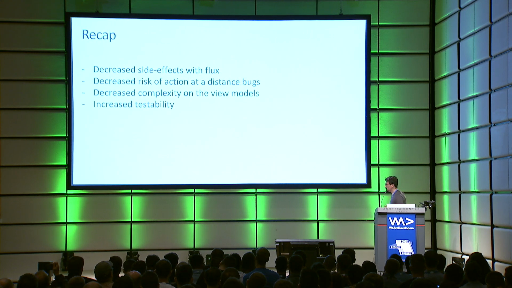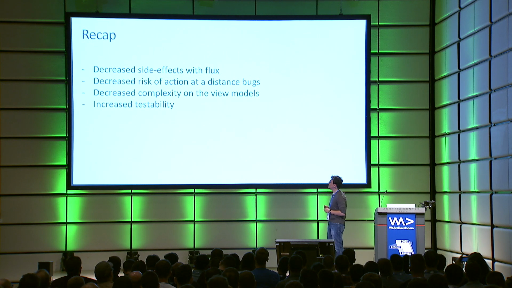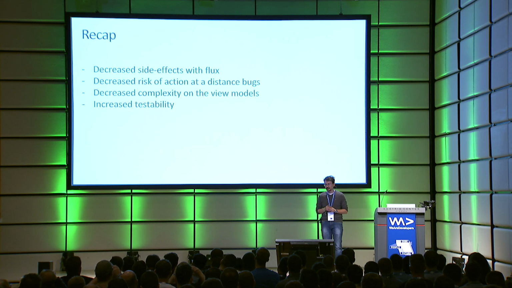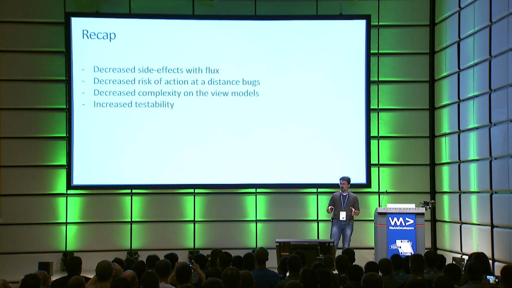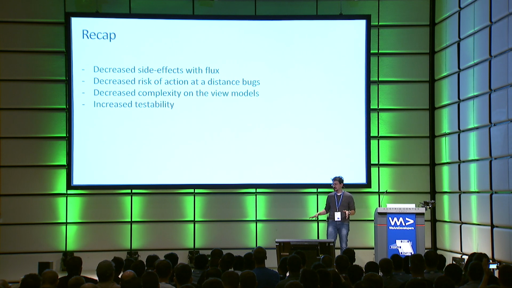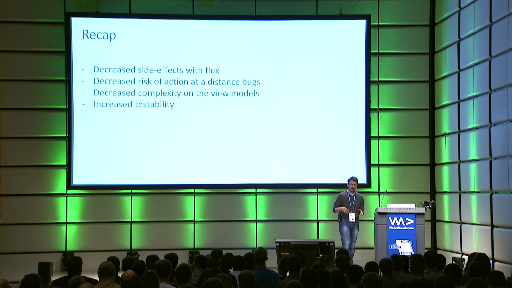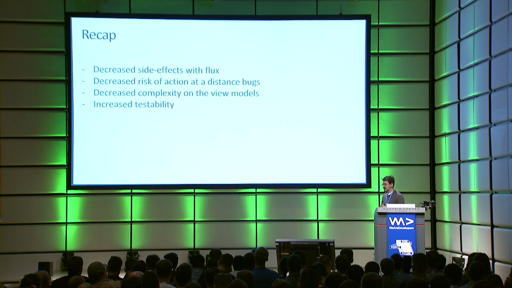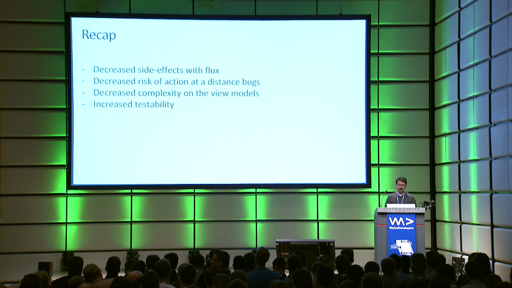If we go further, to recap what we have discussed up until now, with this Flux implementation we are after decreasing side effects. Basically, we want to know when we change something what it is affecting, so we don't go looking around the house to fix different things. It also decreases the risk of action at a distance bugs, the unexpected outcomes that we talked about. And finally, and I think most importantly, it decreases the complexity of the view models.